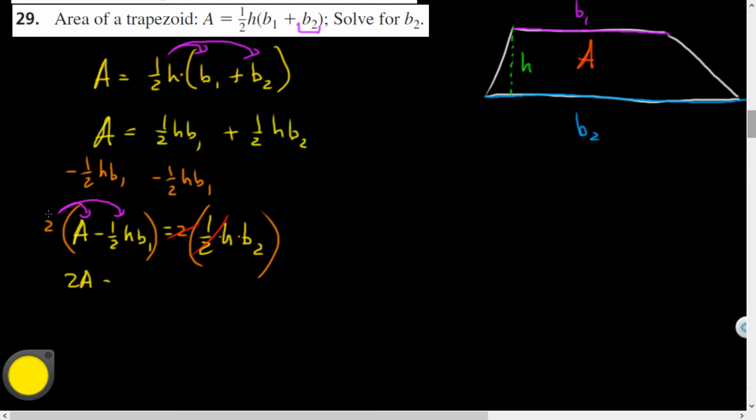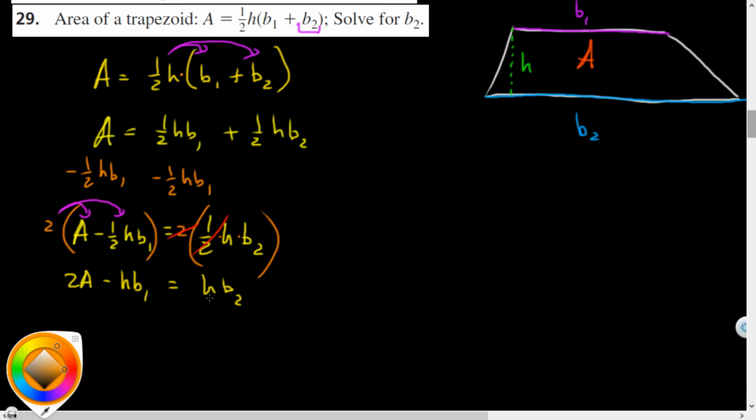What do you think, Austin? 2 times 1/2. Yeah, 2 50-cent pieces, right? That's $1. Yeah, 2 times 1/2. The 2's cancel out. It's just 1. So this is going to be h b1 equals h b2.